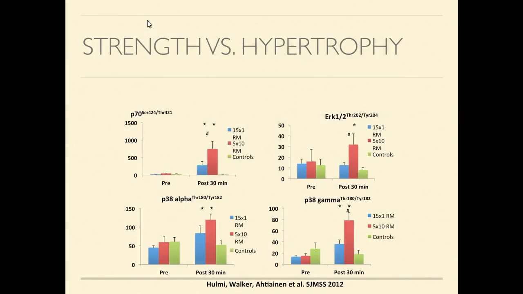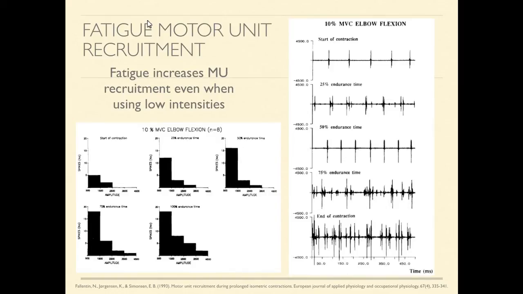And we see that sort of with a strength versus hypertrophy workout. So here we have Juha Ahtiainen and Walker. Basically what they're looking at is strength, which is blue, versus the 5x10, which is red. And look at p70, ERK signaling, p38 MAPK; they are essentially all higher in the hypertrophy than the heavy. So it suggests volume is important.